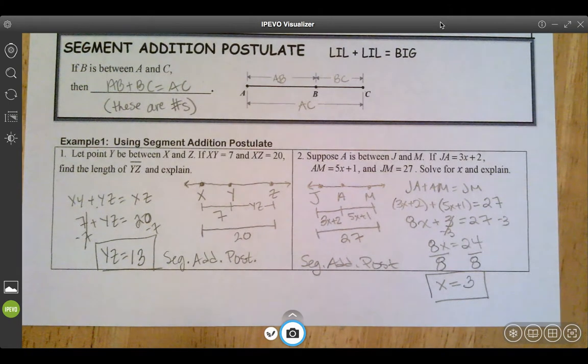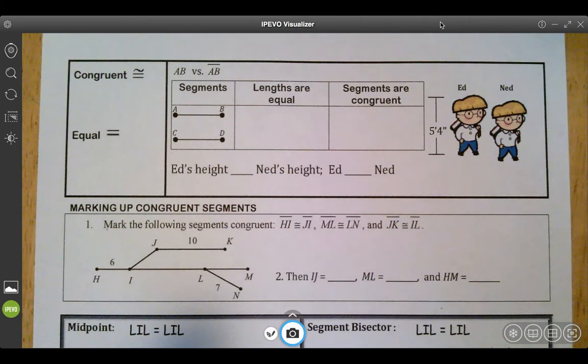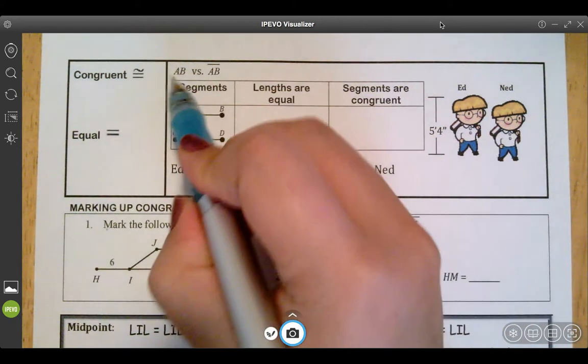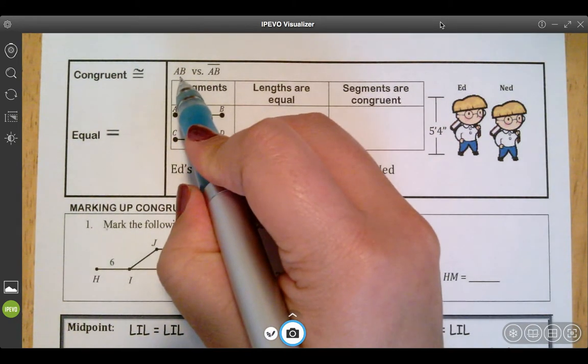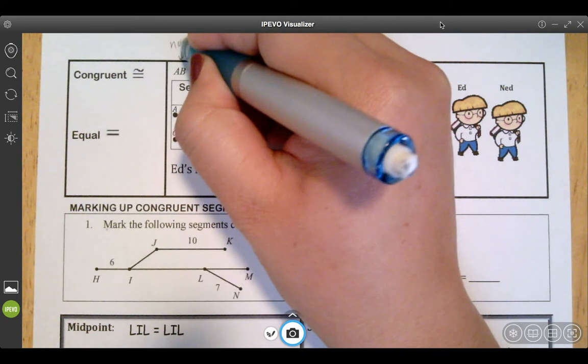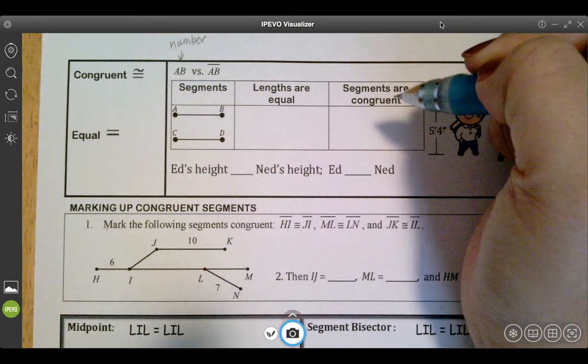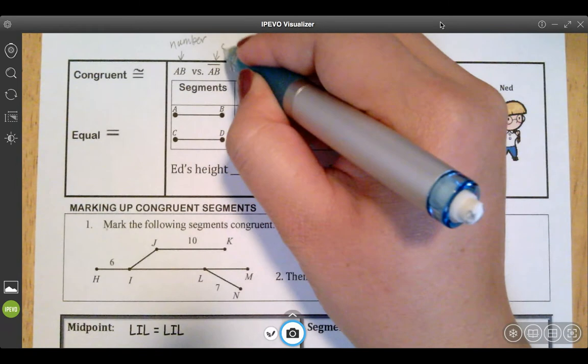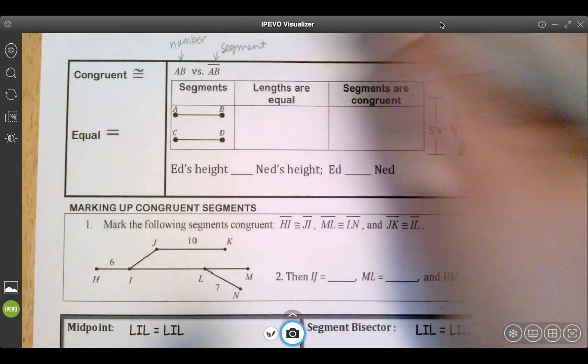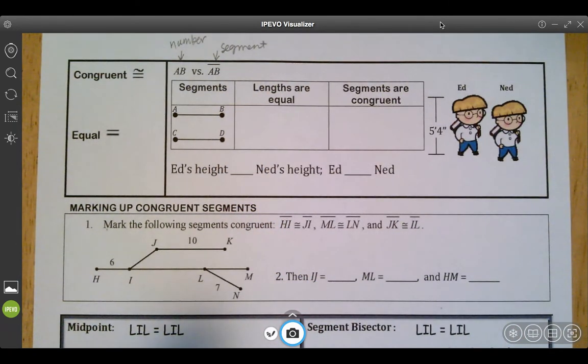Okay, let's take a look at our last page here. So why is it so important to be able to tell the difference when we're talking about the segment or talking about its measurement? The reason is because those are different properties, right? So we said that AB, without a bar over it, is a number. AB with a bar over it is a segment. So they describe different things. And so we have different ways of comparing them.